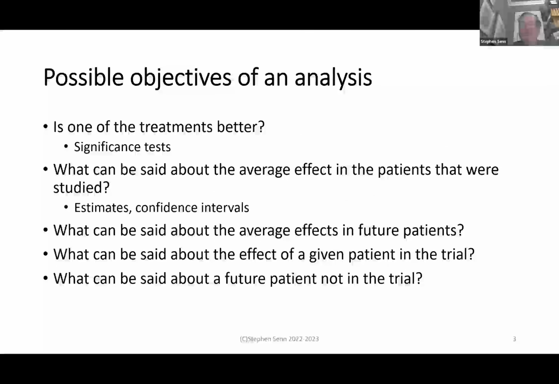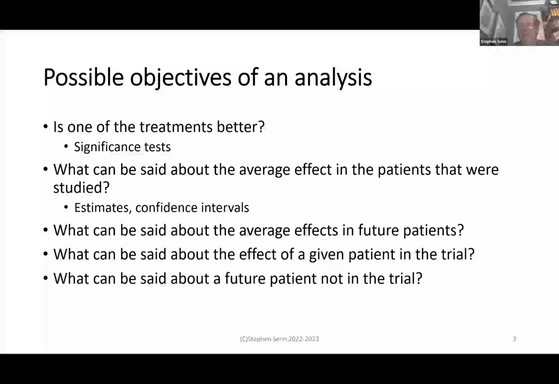So here's a reminder of the possible objectives of an analysis. And the basic point here is that I think people sometimes forget there are these objectives, and they sometimes imagine that they can all be analyzed using the same analysis, or perhaps they don't imagine that, but they sort of flip between one and the other without really saying what they're looking at. So the first one is: is one of the treatments better? And that's the sort of thing that we analyze using the significance tests that were championed by R.A. Fisher more than 100 years ago.